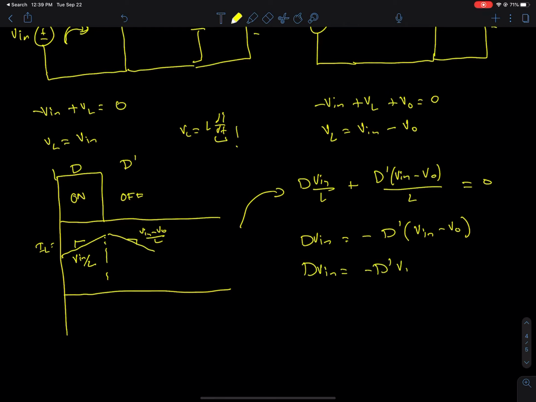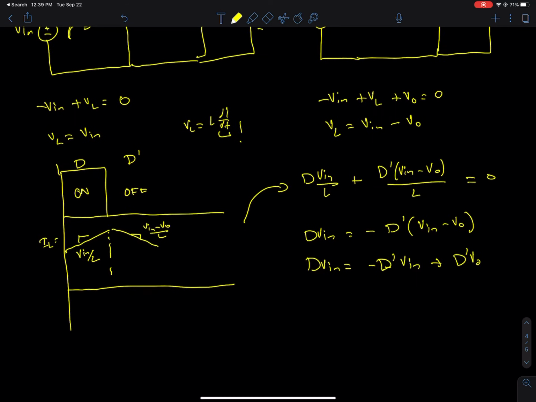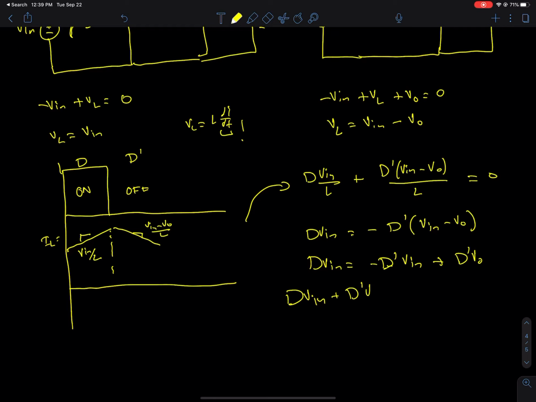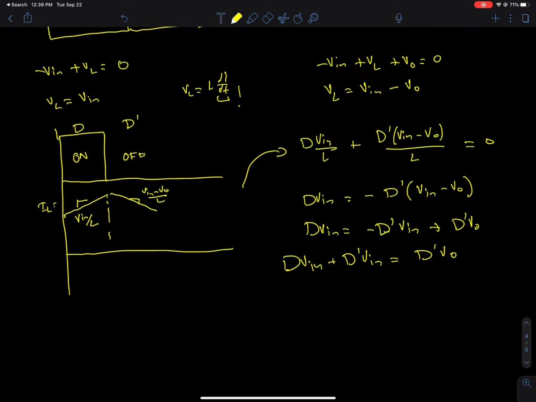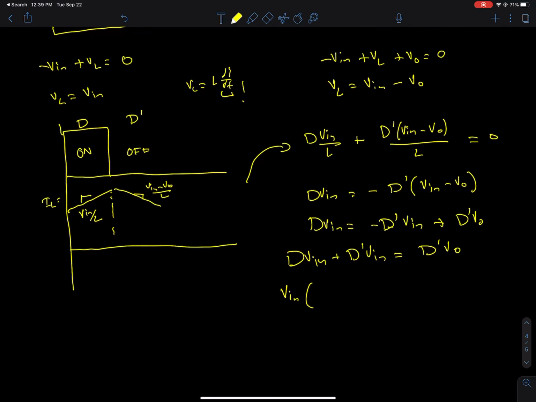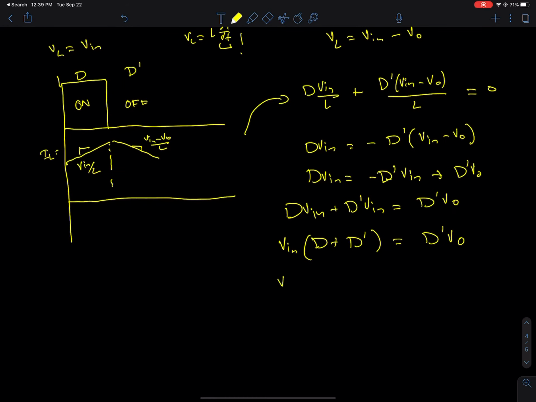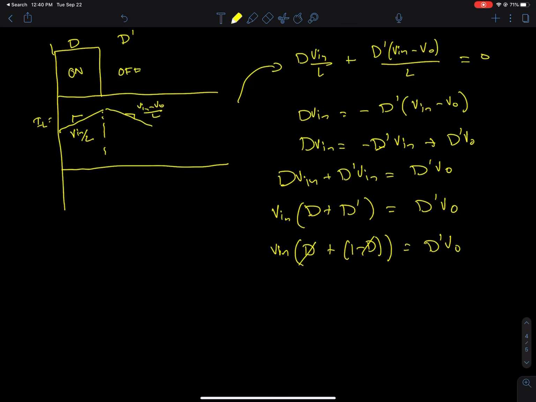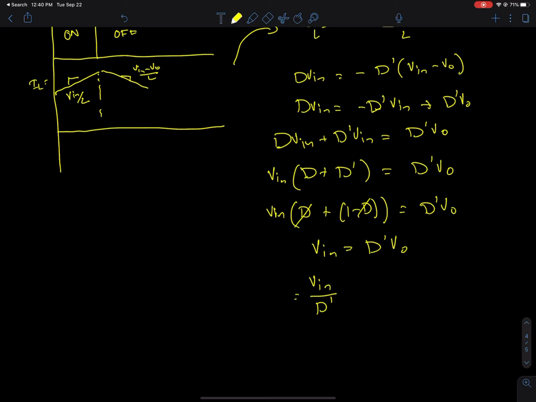Okay, we combine like terms here. We can actually move this over here. If we recombine this, we have D plus D prime. What happens in this case? D prime is 1 minus D, which eliminates these. And then we have VN equals D prime V out, which ends up being VN over D prime equals V out. So this is the voltage conversion ratio for a boost converter.